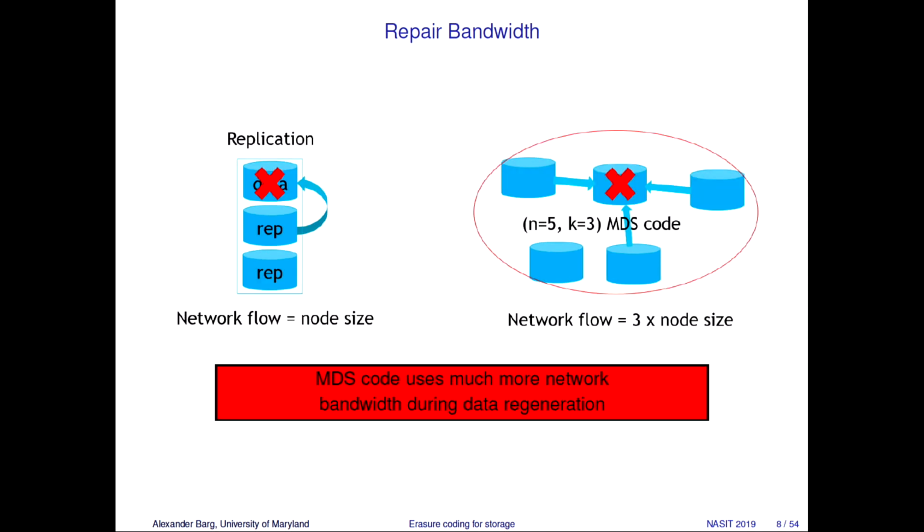Let's skip that for the time being. So we compare replication and the MDS solution, and we see that while we have gained in the storage overhead, where we are losing is the network traffic or network flow.